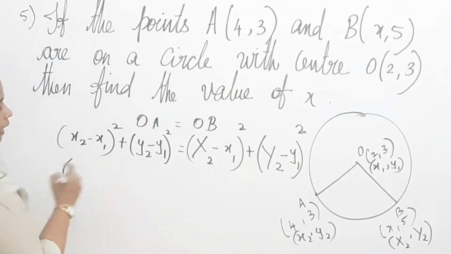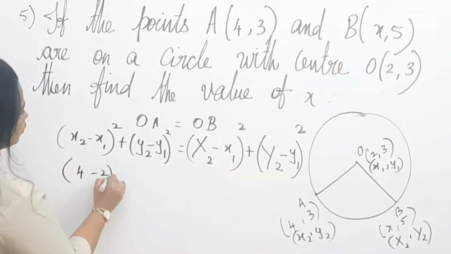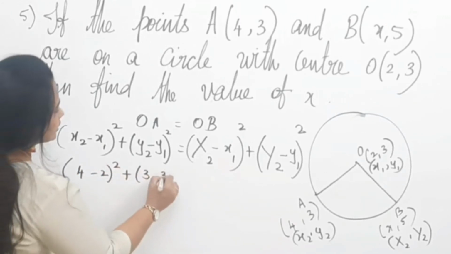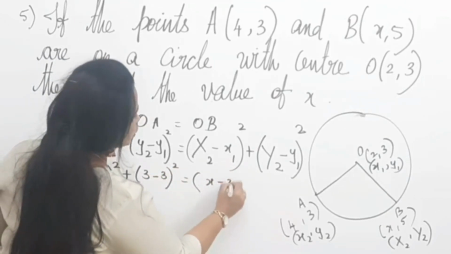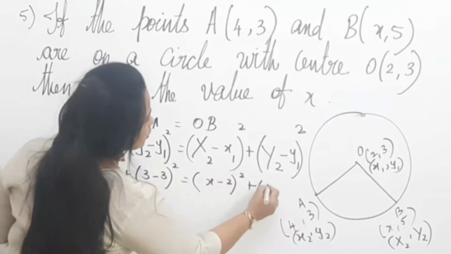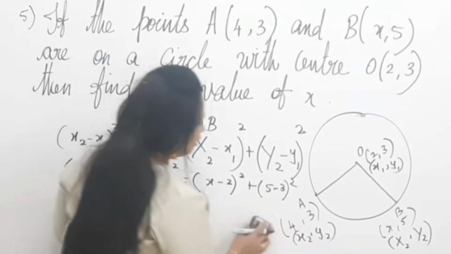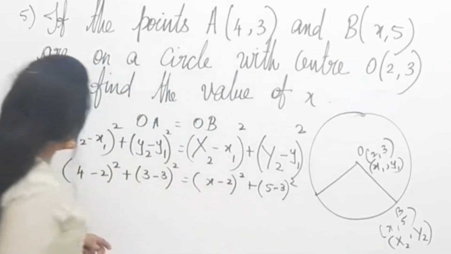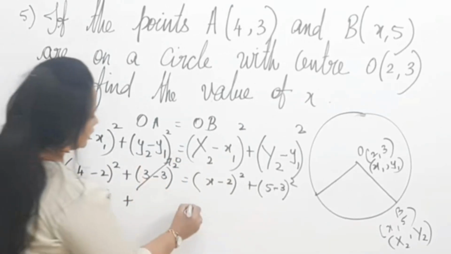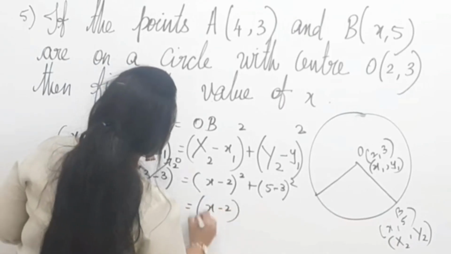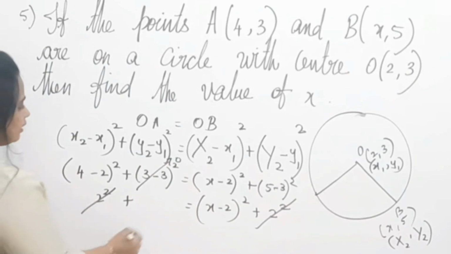Now I would substitute x2 as 4, my x1 is 2, the whole square, y2 is 3 minus 3 the whole square, equal to capital X2, which is x minus 2 the whole square, plus y2, which is 5 minus 3 the whole square. As simple as that. Now for not getting confused, I just rub this one and I'm left with 2 square, as this becomes 0, since 3 minus 3 is 0, which is equal to x minus 2 the whole square plus 2 square. 2 square gets cancelled, so this side becomes 0.